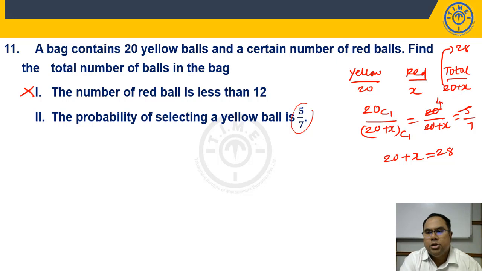Don't do that. So 20C1 is 20, 20 plus X C1 is 20 plus X. The probability is given as 5 by 7. 5 goes 4 times. 20 plus X is 28. So total balls is 28. I can answer from the second statement alone.